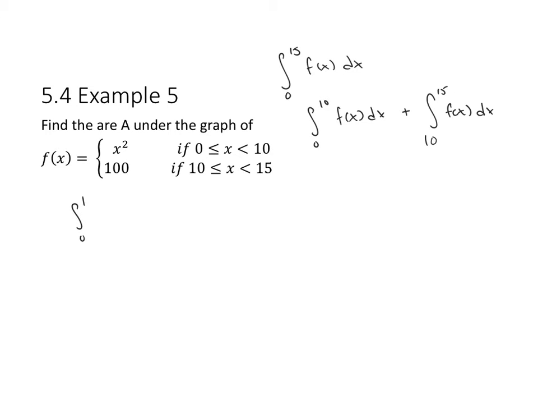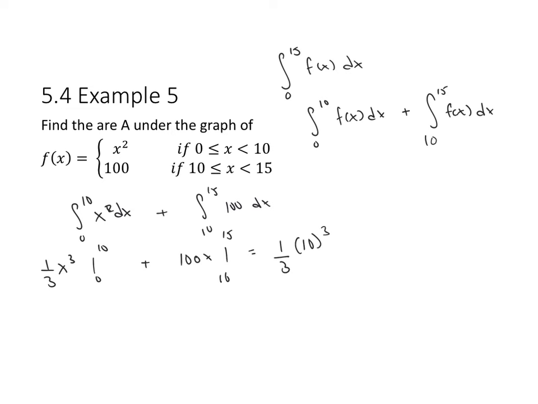From 0 to 10, we're going to get x squared dx. And then from 10 to 15, it's just 100 dx. So the antiderivative of x squared is 1/3 x cubed from 0 to 10, plus the antiderivative of 100 is 100x, and we're going to evaluate that from 10 to 15. So let's see, that's 1/3 times 10 cubed minus 1/3 of 0, so that just goes away, plus 100 times 15 minus 100 times 10.